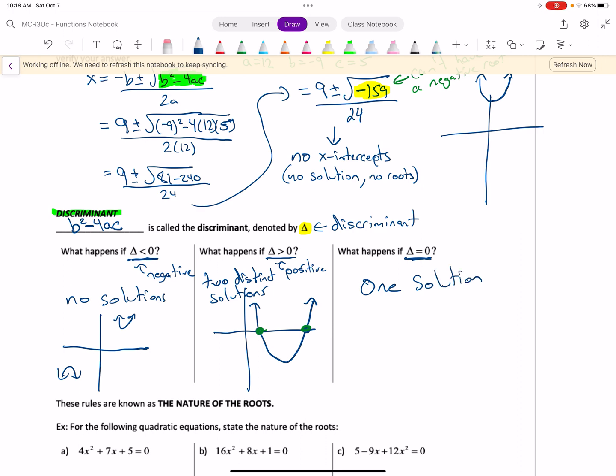Sometimes it's referred to as a repeated root, or two equal roots, or x-intercepts. Ultimately, you get an answer that really is just repeated. It's just the same answer. This will only happen if you have this situation.